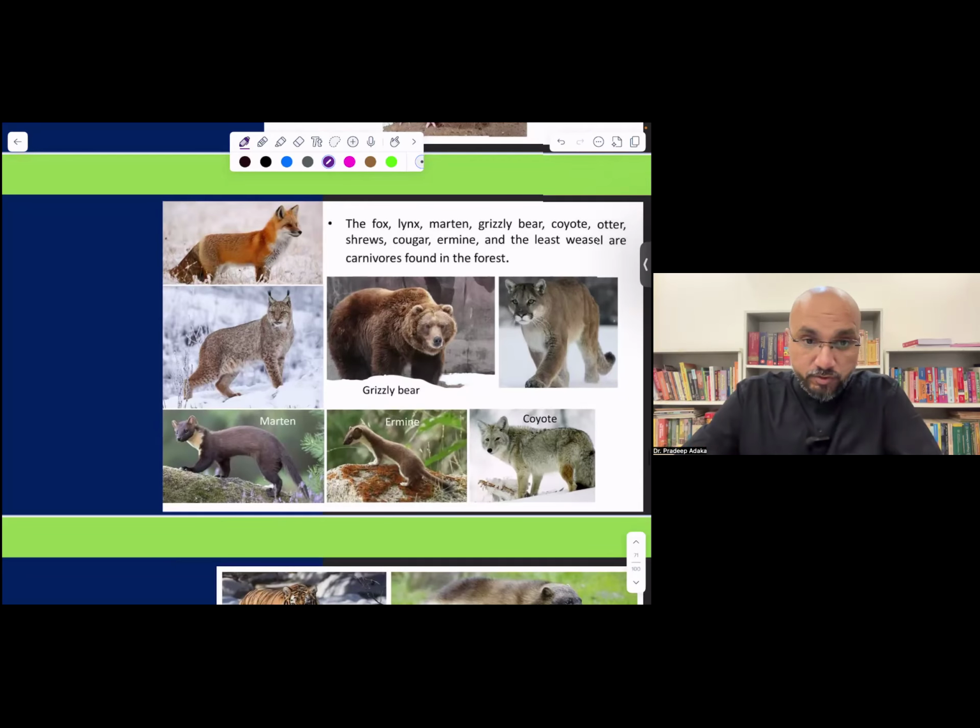So coming to carnivores, you have fox, lynx, marten, grizzly bear, coyote, okay, ermine.